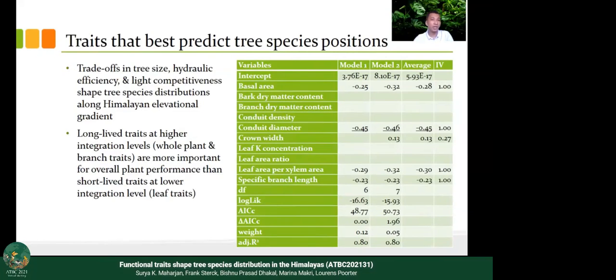Along this extreme elevational gradient, long leaf traits at higher integration levels, such as whole plant traits and branch traits, are more important for overall plant performance than the short leaf traits at lower integration levels, such as leaf traits.